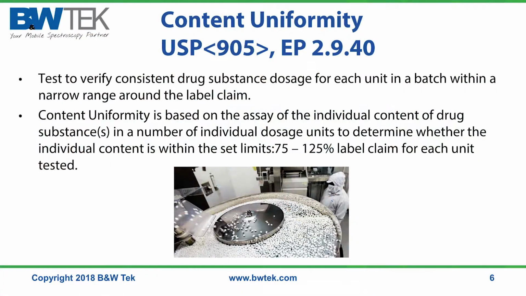The USP and the EP both touch on chapters. There's 905 and 2.9.40 in the European Pharmacopoeia. And it's actually, again, like I said, the test to verify the consistency of the drug substance, that each dosage unit within a batch is within a narrow range of your label claim. Usually it's 75% to 125% is the variation allowed from the label claim, 100% being the target dosage.